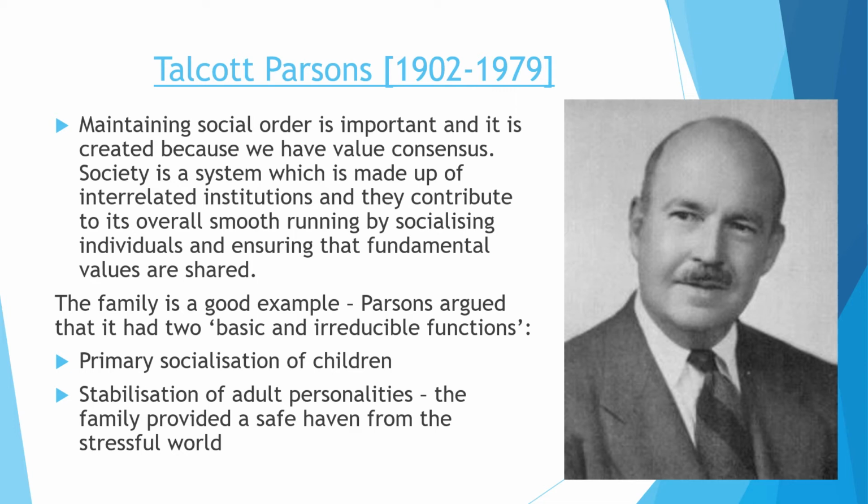Now, when it came to Parsons, his theory in terms of maintaining order was that we need to create value consensus. We need a system or an institution that helps keep society running. And he highlighted that the family was a good example of this institution, that it provided what he called two basic and irreducible functions. They can't be broken down anymore, and they can't be done by anything else. So he said the family was really responsible for primary socialization, teaching us the basic norms, values, and culture, and it helped maintain adult personalities, stabilize adult personalities.